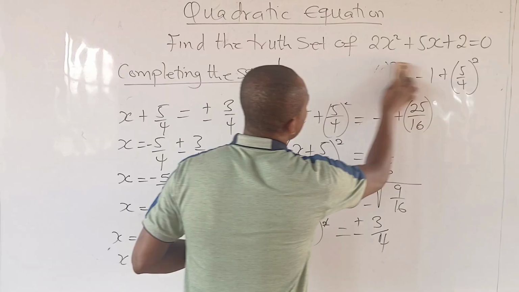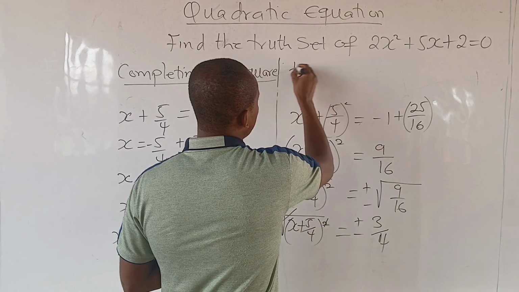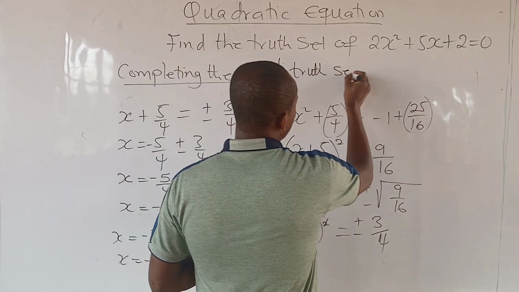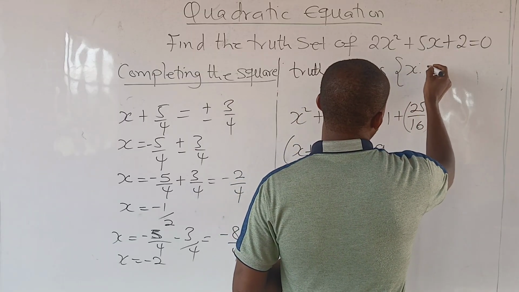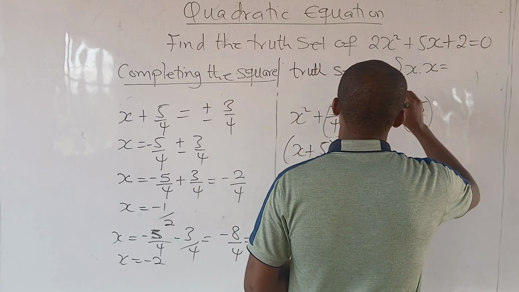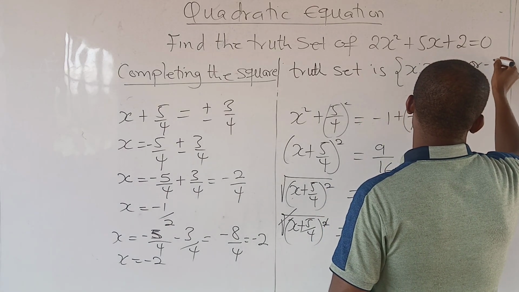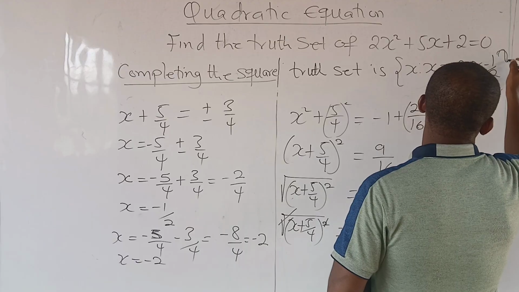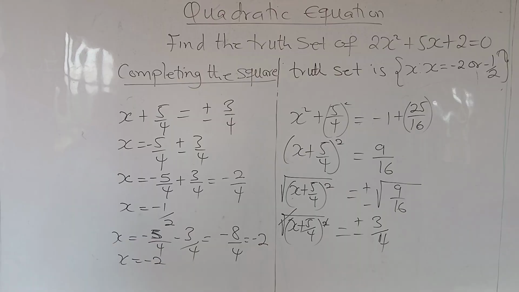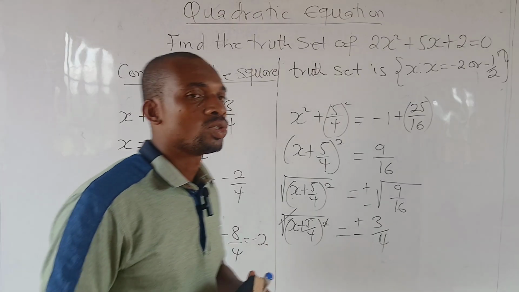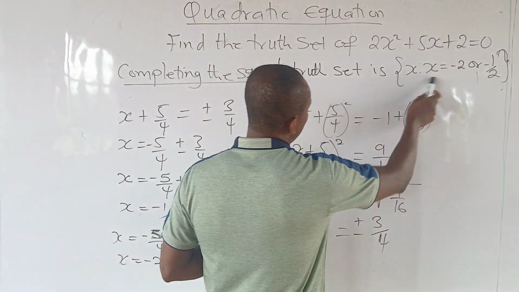So now you take our two sets. So the two sets is S such that S is equal to negative 2 or negative 1 on 2. Then close the brackets. So that is completing the square. So these are two sets.